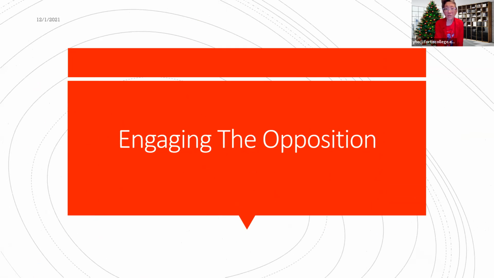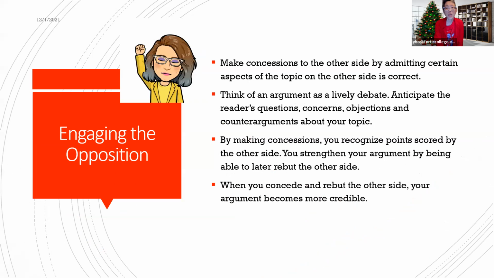All right, so how do we make sure that our arguments are fair? We want to engage the opposition. Engaging the opposition means you make concessions to the other side by admitting that certain aspects of the topic on the other side are correct. Think of an argument as a lively debate. Anticipate the reader's questions, concerns, objections, and counter-arguments about your topic. By making concessions, you recognize points scored by the other side. You strengthen your argument by being able to rebut the other side. When you concede and rebut the other side, your argument becomes more credible.